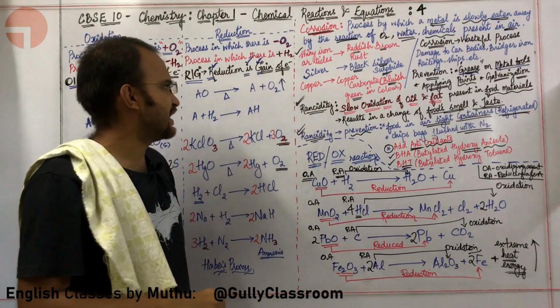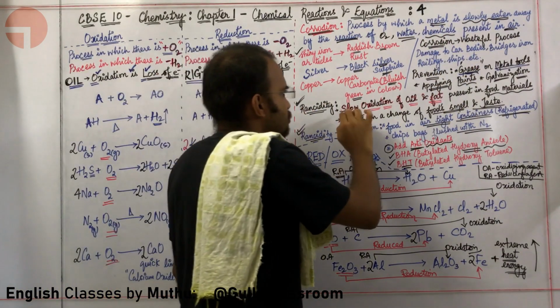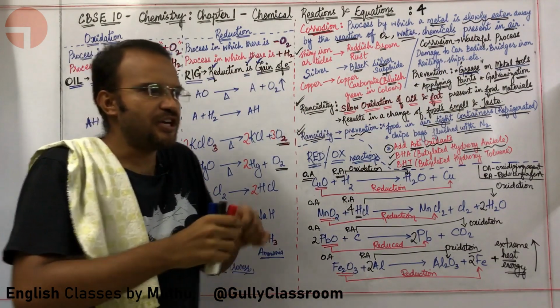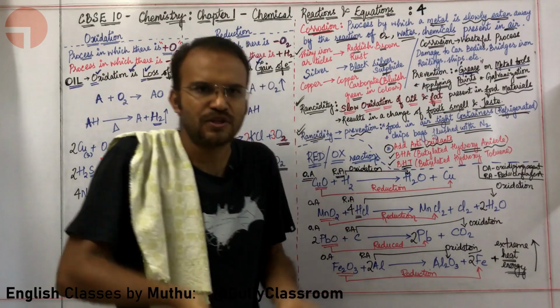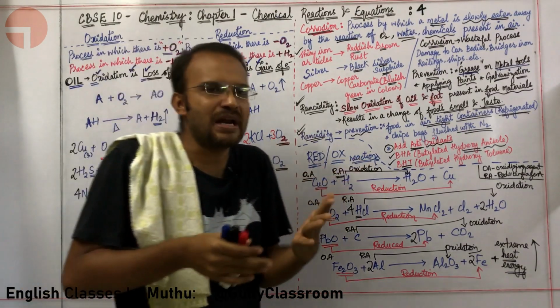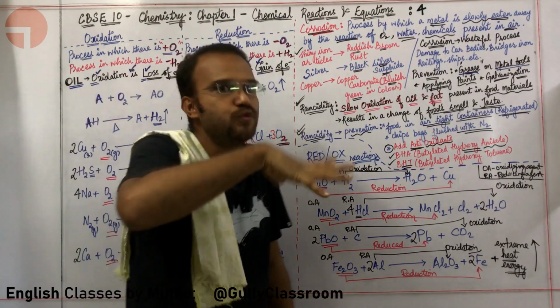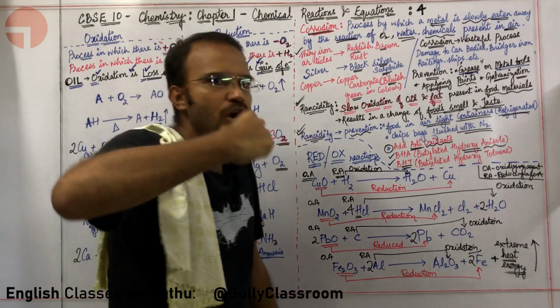Okay, sir. What is rancidity? Rancidity is the slow oxidation of oil and fat present in food material. Let us say your mother is making some chips. What does she do? She takes the banana or plantain and chops them into small pieces and puts them in oil. So chips contain oil.